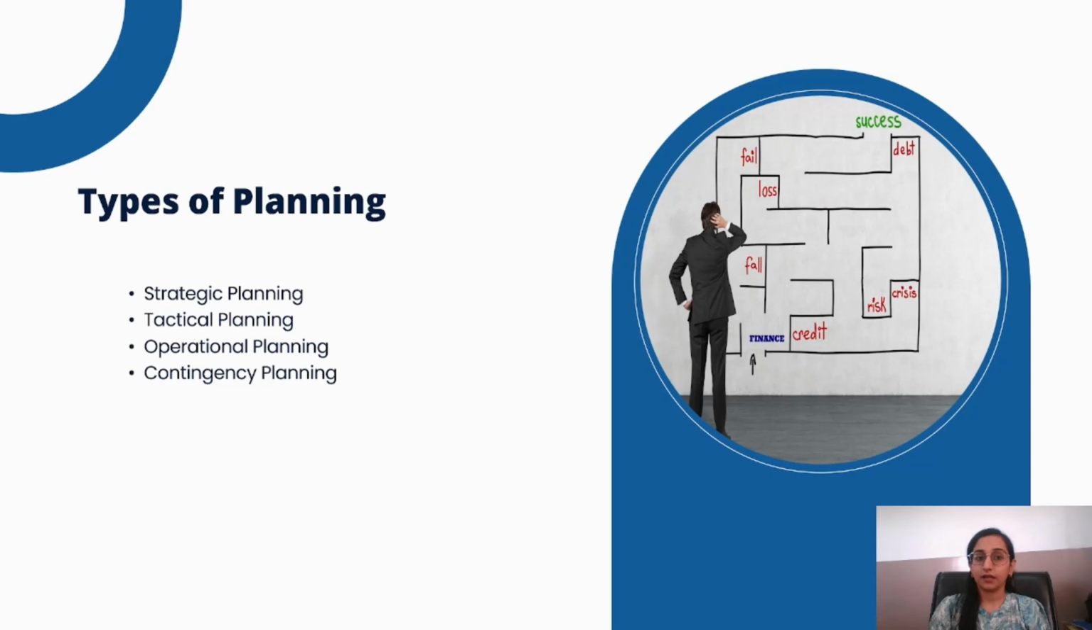Then we conduct environmental scanning. So tactical planning also involves environmental scanning to identify any immediate opportunities or threats that could impact the plan. This includes analyzing market trends, competitive landscape, and internal capabilities.